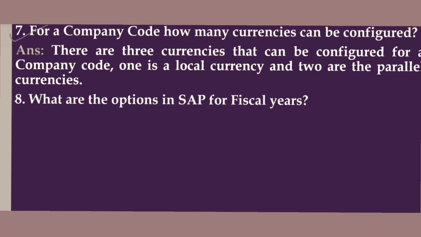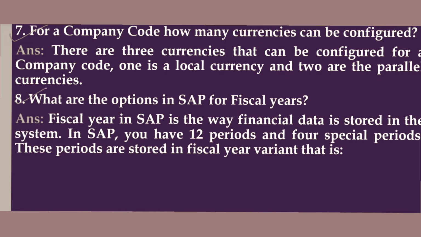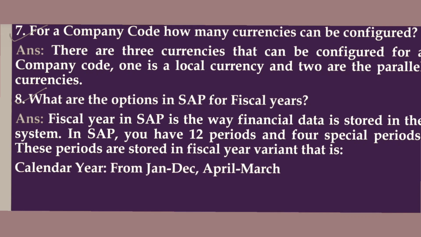What are the options in SAP for fiscal years? Fiscal year in SAP is the way financial data is stored in the system. In SAP, you have 12 periods and 4 special periods. These periods are stored in fiscal year variant, that is calendar year from January to December, and for us, April to March, year dependent fiscal year.